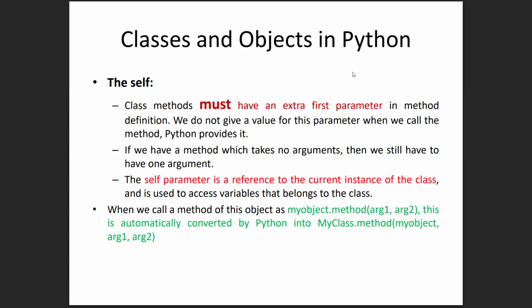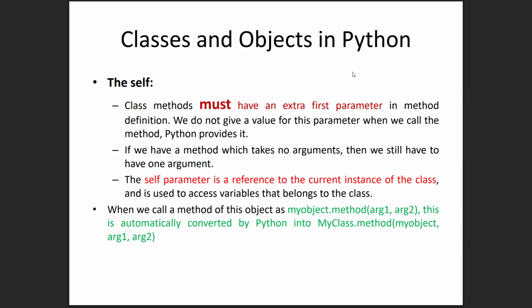Now we will see what the self parameter is. The self parameter is a reference to the current instance of the class. So whatever the instance currently is, this self parameter is just a reference to the current instance of the class.